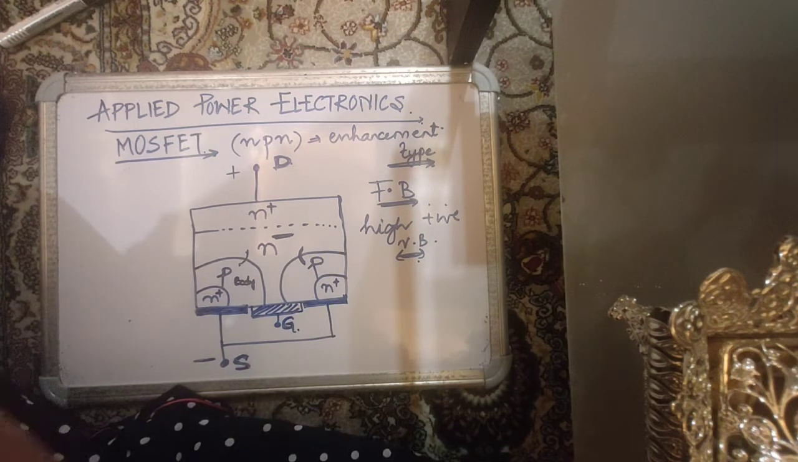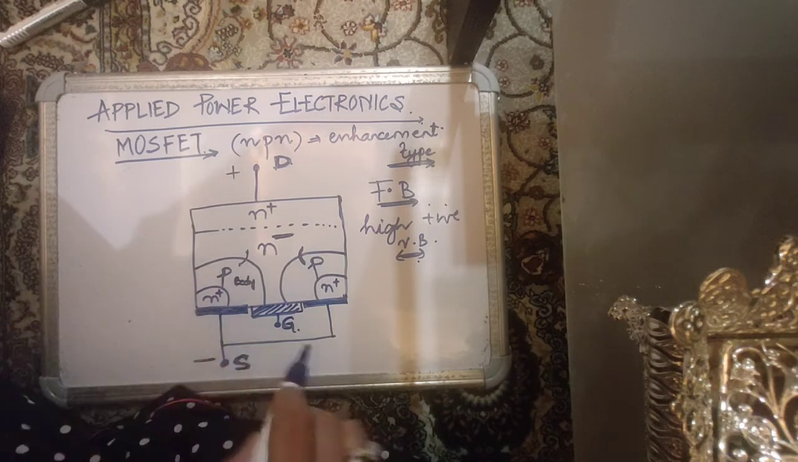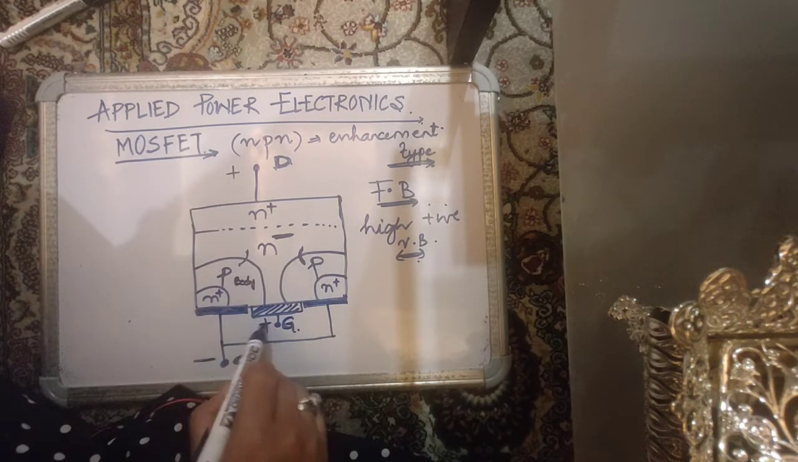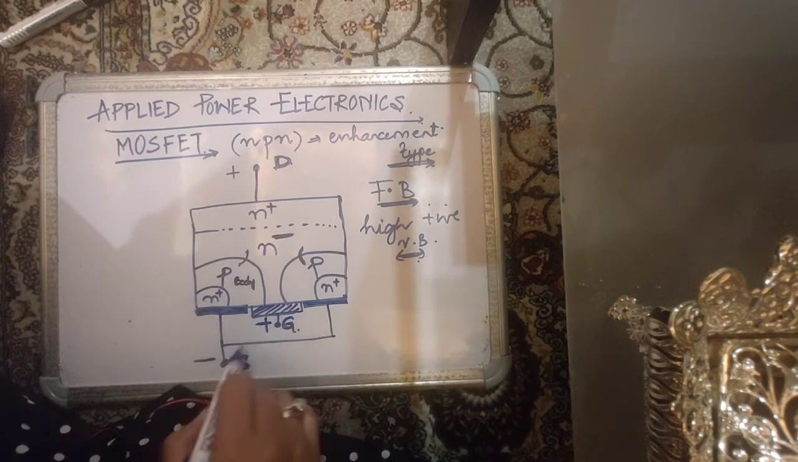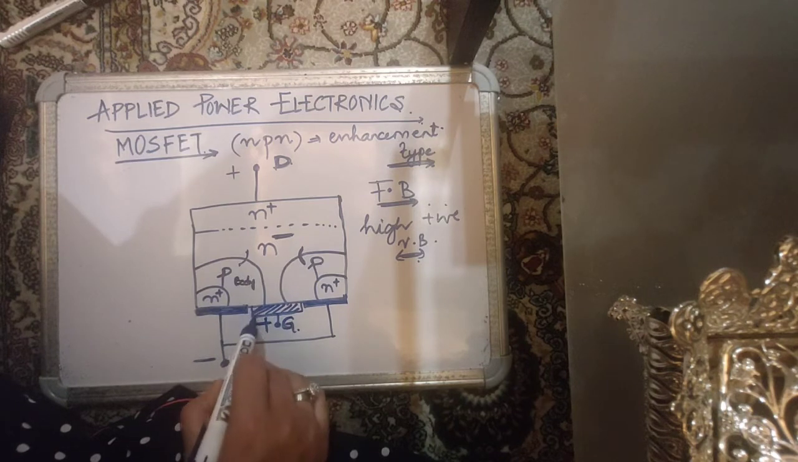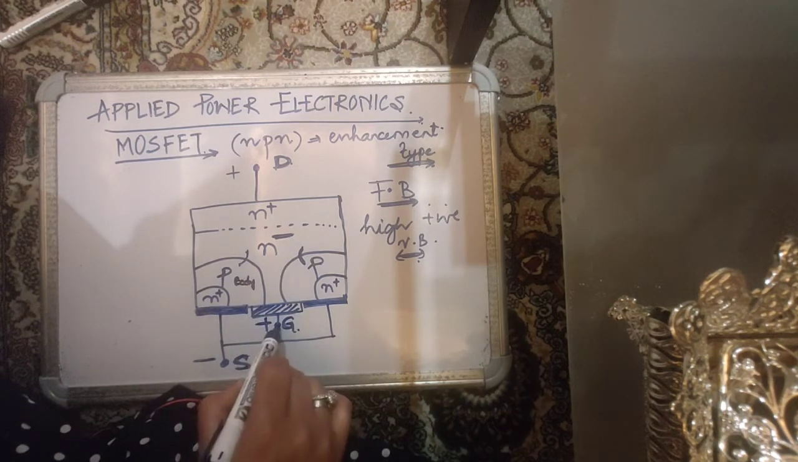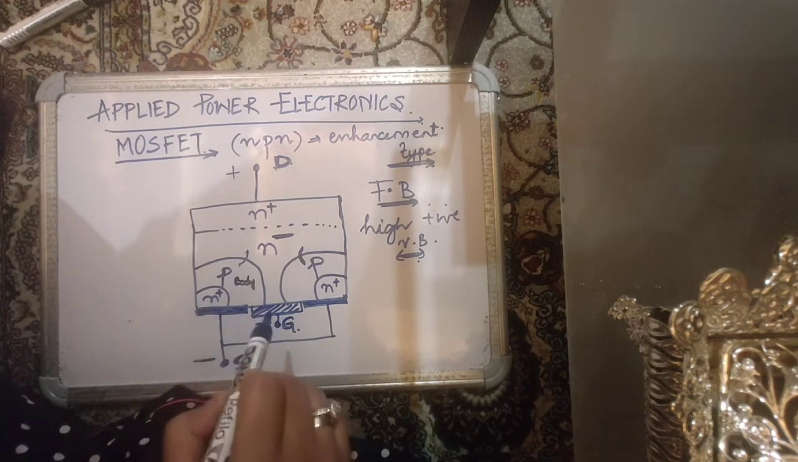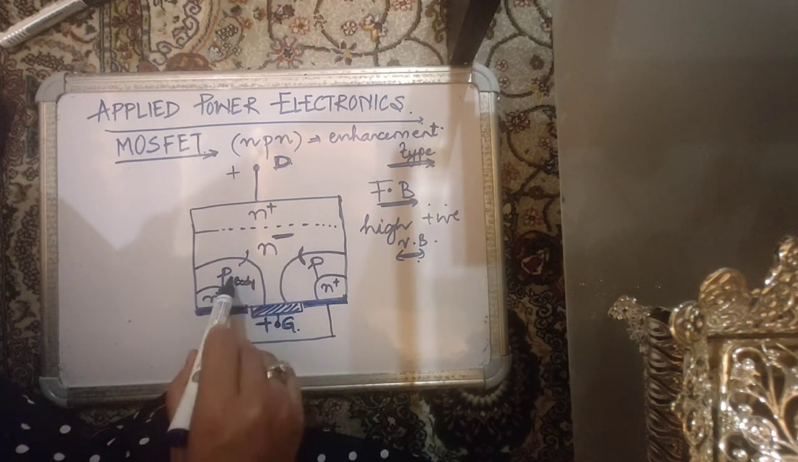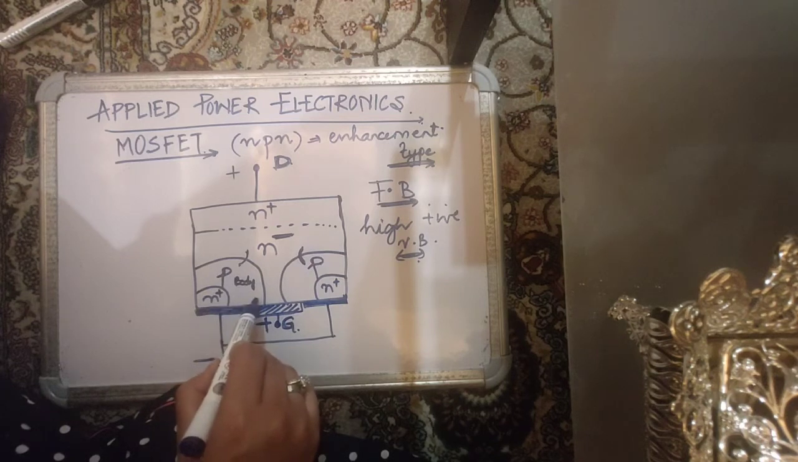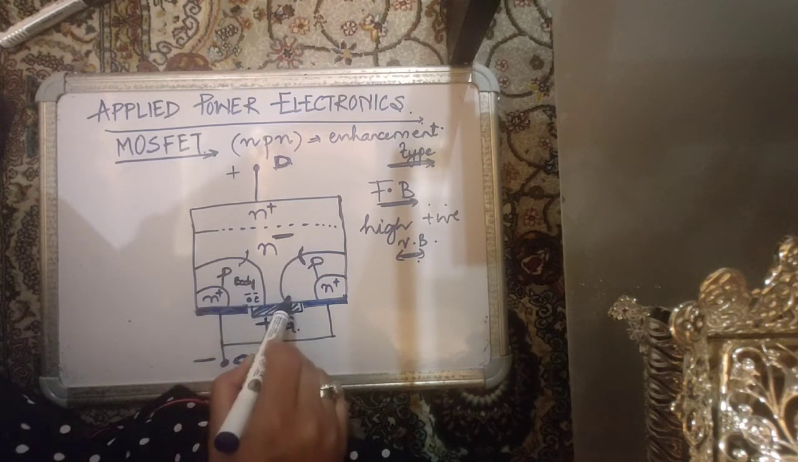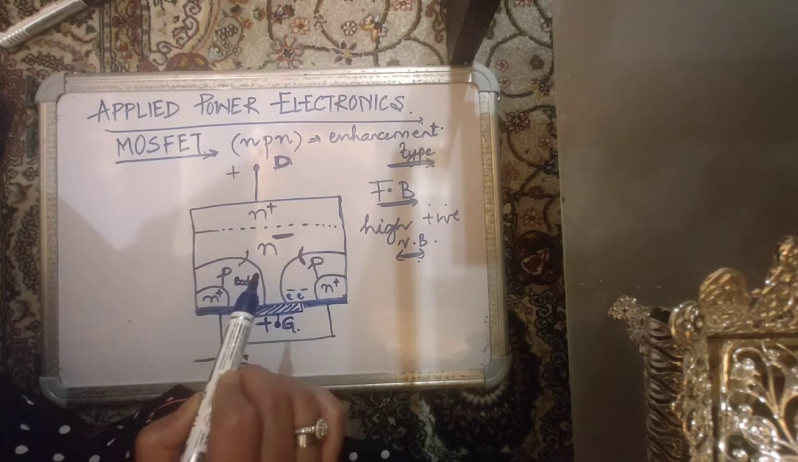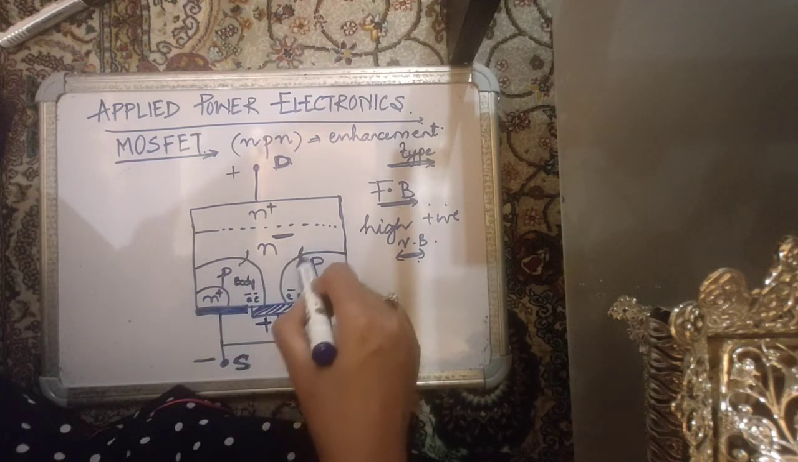Now, in order to make it conduct, you have to give some voltage at the gate. It is a voltage control device. You're not injecting gate current, but you're giving some voltage across the gate source terminals. You cannot inject current, it is insulated, but you can definitely give potential over here. Due to positive potential over here, all the electrons, the minority carriers of the body region, come over here, and all the holes move away.